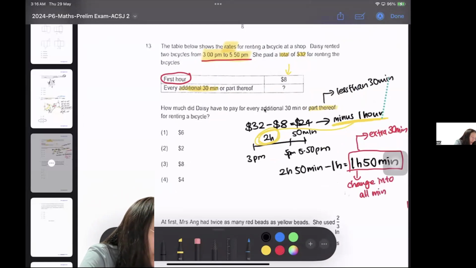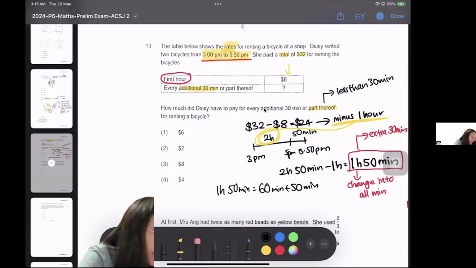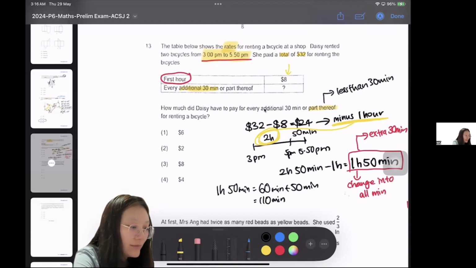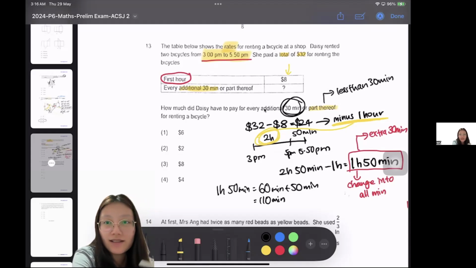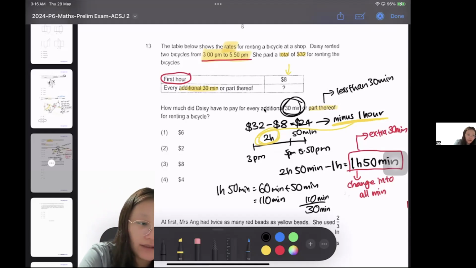So 1 hour and 50 minutes equals 60 minutes plus 50 minutes, right? Because 1 hour is 60 minutes. So in total, 60 plus 50 is 110 minutes. Then you need to find how many 30 minutes there are inside 110 minutes. So you just take 110 divided by 30. This is how you find how many of something there is in something. You just take the thing divided by the thing.